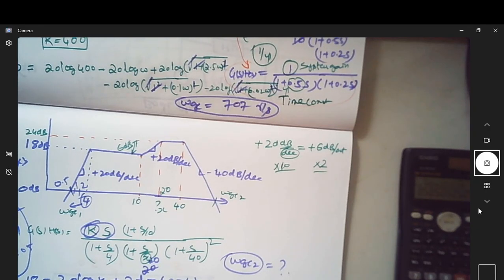This has given you some conceptual understanding of finding the transfer function of a system if the magnitude asymptotic plot is given. Thank you.